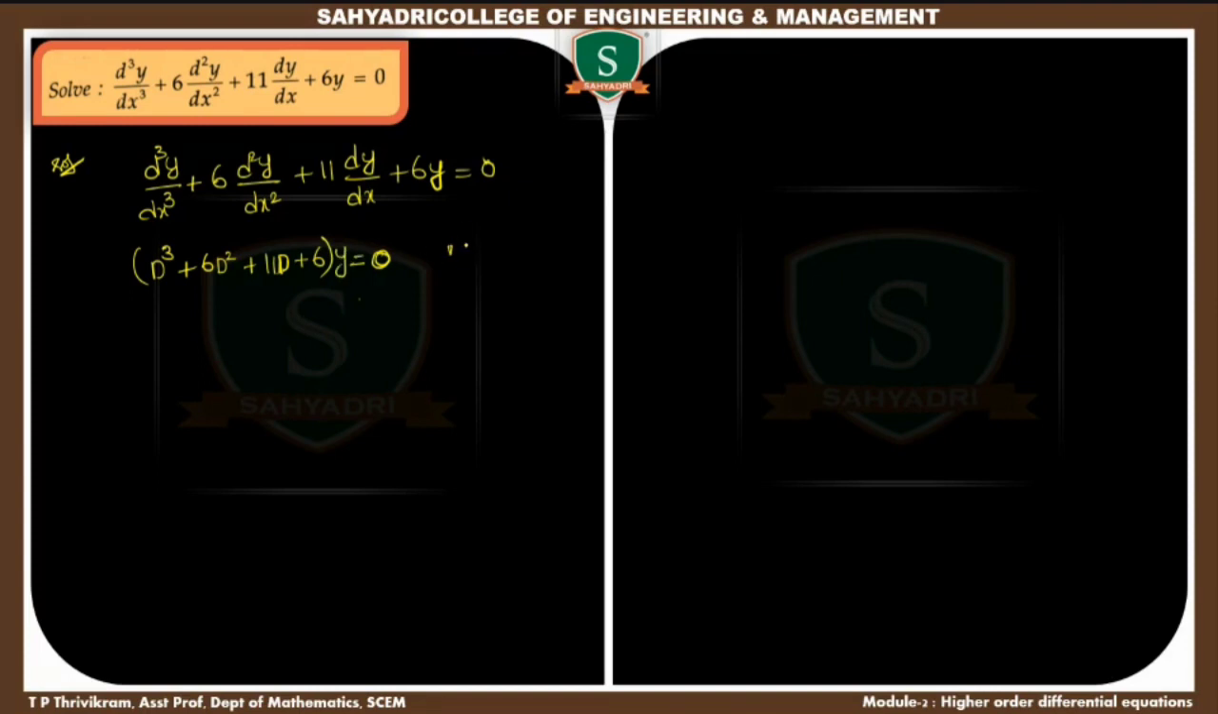Now find the auxiliary equation. Replace D with m. So if you replace D with m, what happens? m cube plus 6m square plus 11m plus 6 equal to 0. So we got a cubic equation. How to solve a cubic equation?